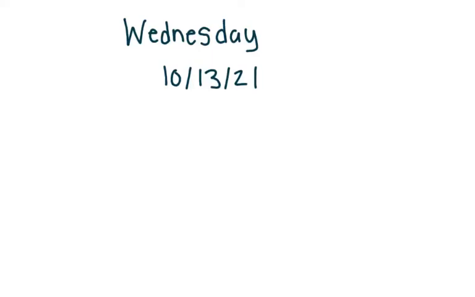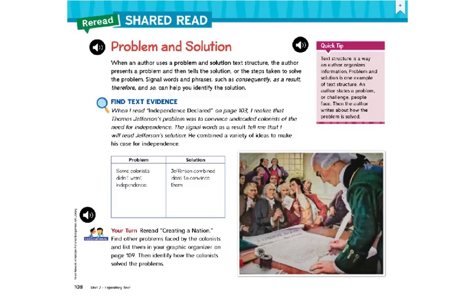So today we are going to look at our shared read and we're going to look at the text structure. The text structure that is used in this story and that we are going to look at throughout the next week is problem and solution. When an author uses a problem and solution text structure, the author presents a problem and then tells the solution or the steps taken to solve the problem. Signal words and phrases such as consequently, as a result, therefore, and so can help you identify the solution.